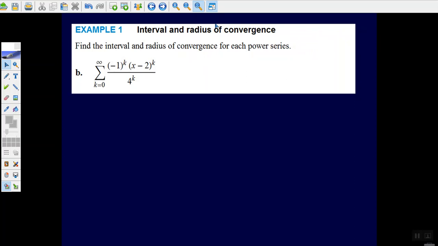All right, welcome back. We're going to test a couple of series now. We'll try and do two in one video here, determining the radius and interval of convergence. This time we have an alternating series.